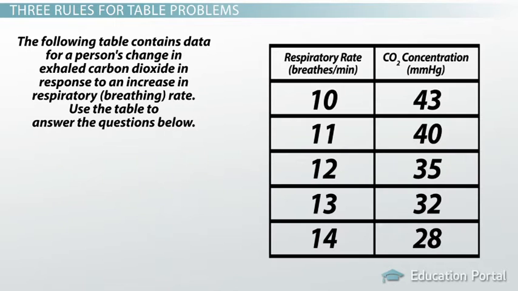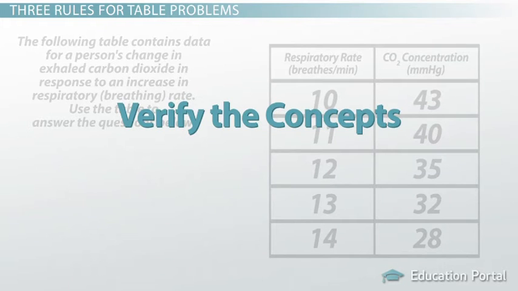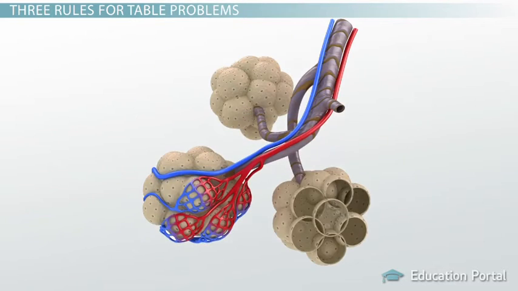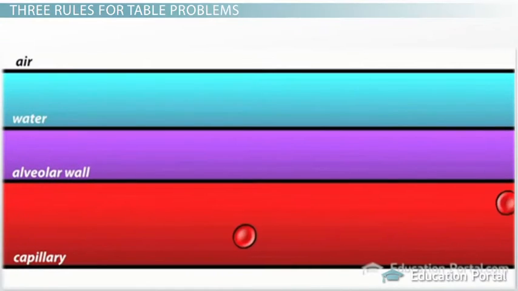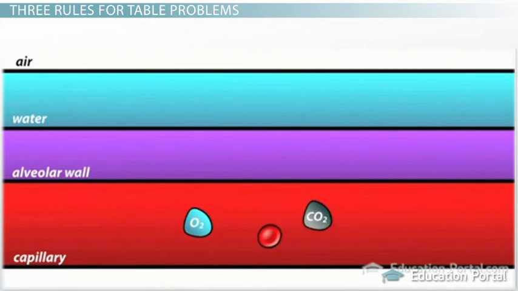Does the table make sense with what we know about biology? In other words, would we expect exhaled carbon dioxide to decrease as breathing rate increases? It's always a good idea to verify the concepts that are referenced in a table problem. You'll want to identify the area of biology that this problem deals with. We know that carbon dioxide and oxygen are exchanged through the alveoli in our lungs. Blood carries carbon dioxide to the alveoli, where it diffuses through the membrane and into our lungs. That's where our exhaled carbon dioxide comes from.